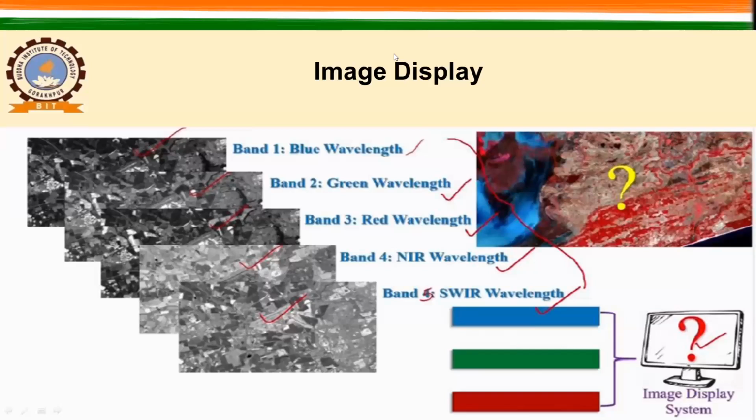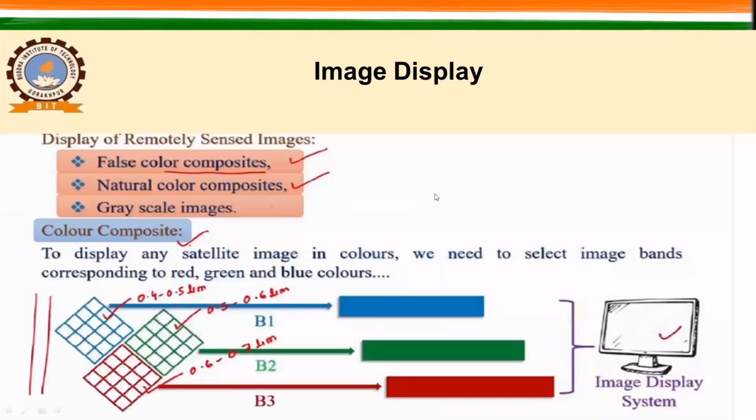So how do we display the remotely sensed images? There are three different concepts. Let us see the concepts. The first is false color composite, the second is natural color composite, and the third is gray scale images. First of all, let us understand what you mean by this color composite.